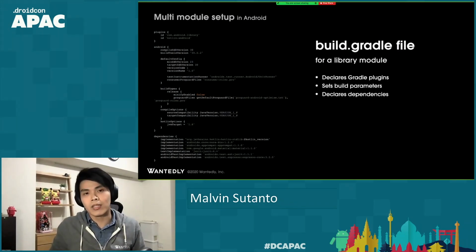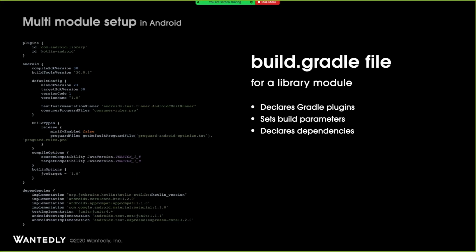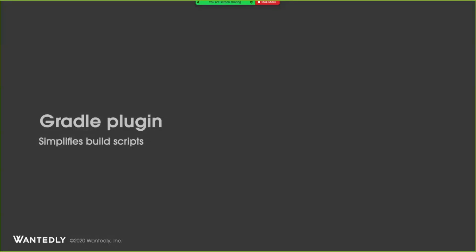Let's take a look at a typical build.gradle file. This build.gradle file is generated by Android Studio when you create a new library module. Inside it, you can declare Gradle plugins that you want to use. You can set specific build parameters for your project, and you can even declare external dependencies to third-party libraries. Imagine having to update a lot of these files, and this can become quite tedious very quickly. And that's why today I want to show you how we can create a Gradle plugin to simplify this build script.